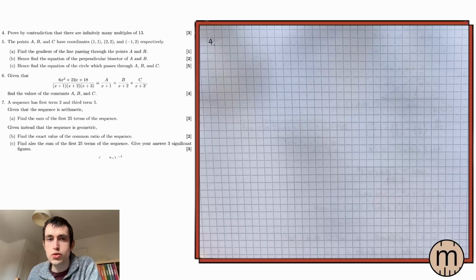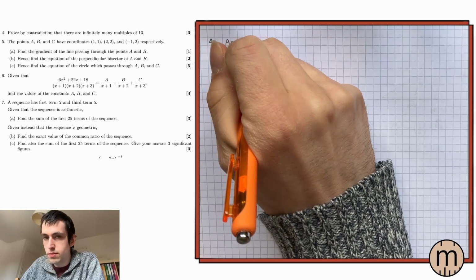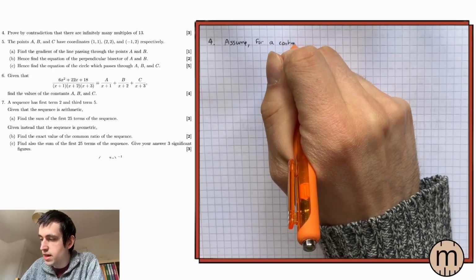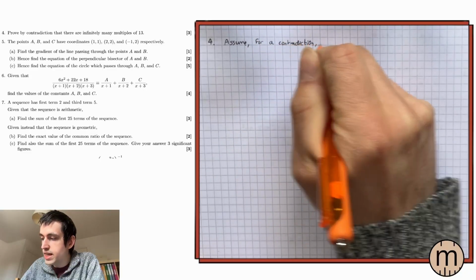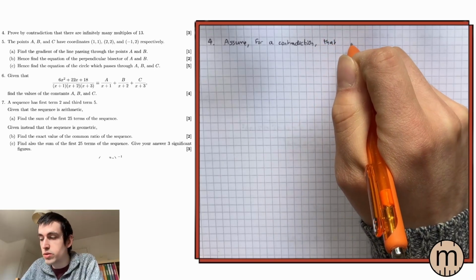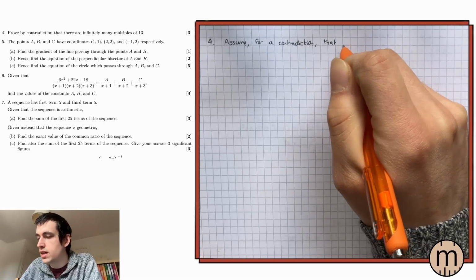Question 4 is quite short, it's only 3 marks, it's only 1 line. Prove by contradiction that there are infinitely many multiples of 13. So it tells us it's a contradiction. And if it's a contradiction, that means we need to assume the opposite from the get-go. So assume for a contradiction, so we'll hopefully get a contradiction at the end, the opposite of what the statement is saying. What's the opposite of that there are infinitely many multiples of 13? Is that there are finitely many multiples of 13.